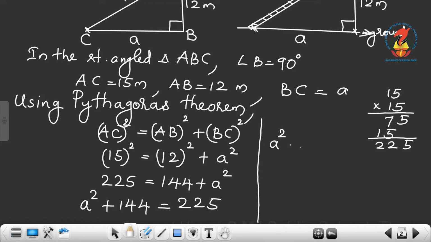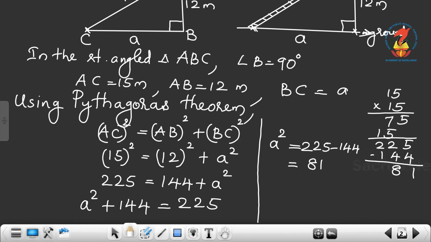Therefore, A square is equal to, we have to move 144 from the left-hand side to the right-hand side. Therefore, 225 minus 144 equals 81. So, A square is equal to 81. Now, we have to find the value of A.